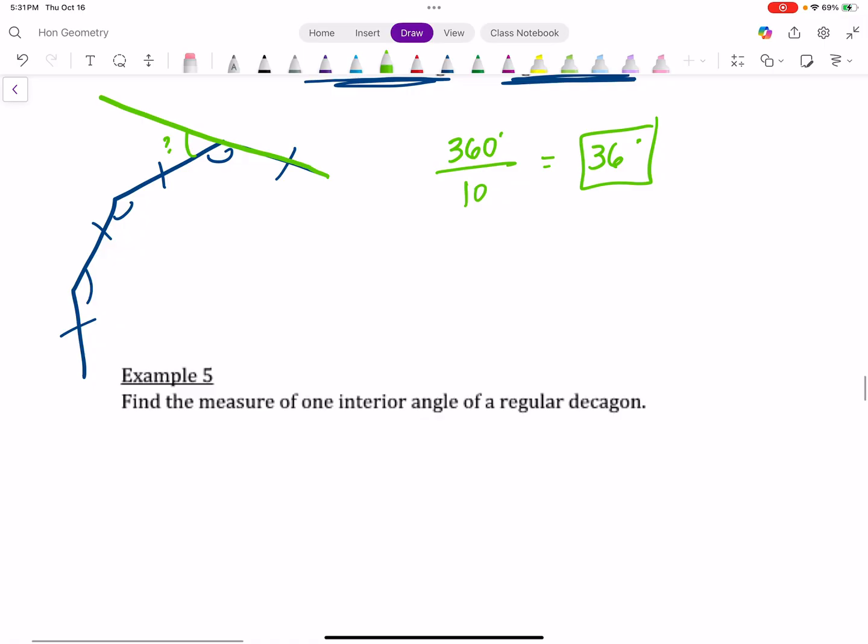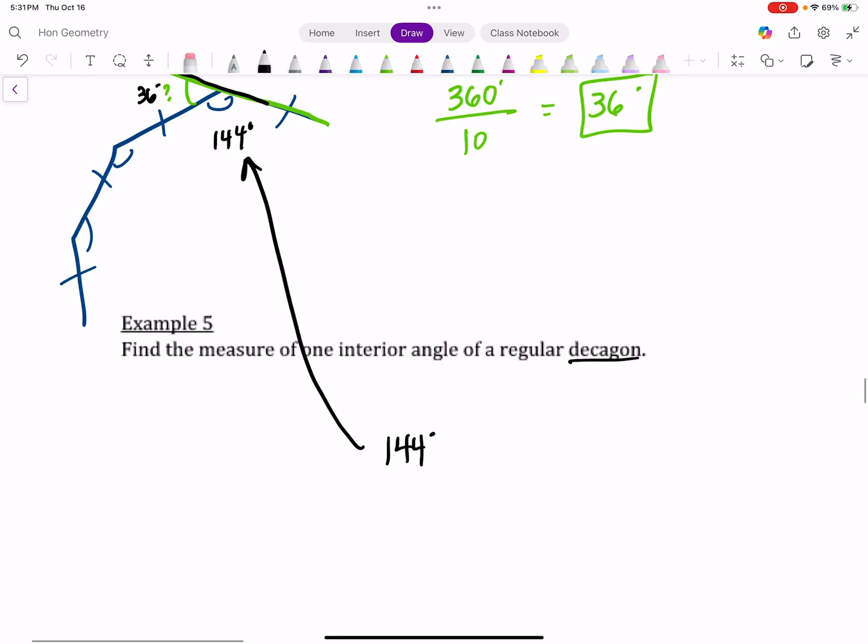Well, I'm not doing any extra work. I know that's 36 degrees. Here's 180. I know this is 144 degrees, because that is absolutely the fastest way of doing it. Now, could I do it another way?